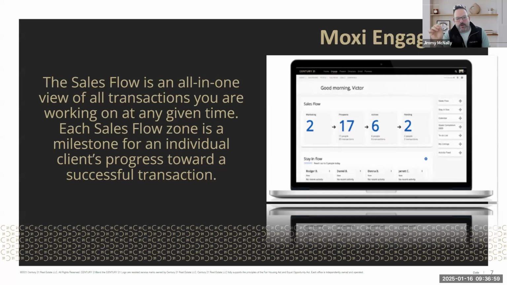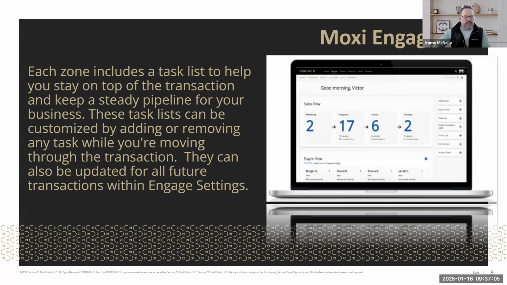Okay, each sales flow zone is a milestone for an individual client's progress toward a successful transaction. Each zone includes a task list to help you stay on top of the transaction and keep a steady pipeline for your business. These task lists can be customized by adding or removing any task while moving through the transaction. They can also be updated for all future transactions within Engage settings, and we're going to spend some time on that.